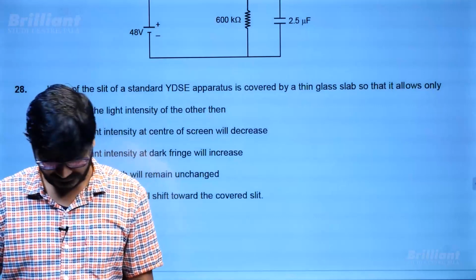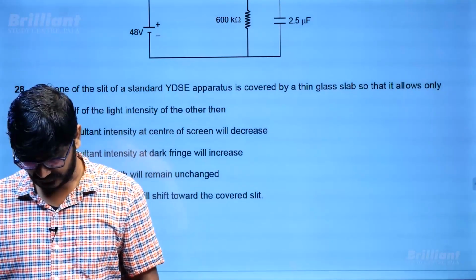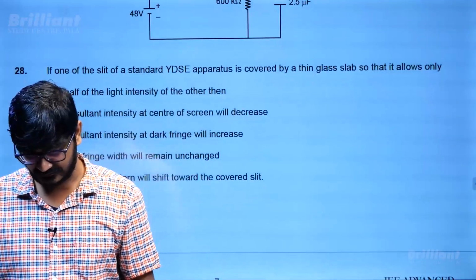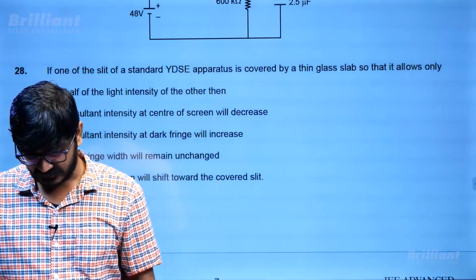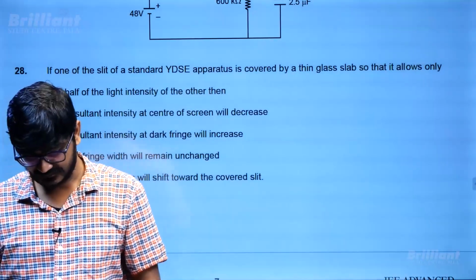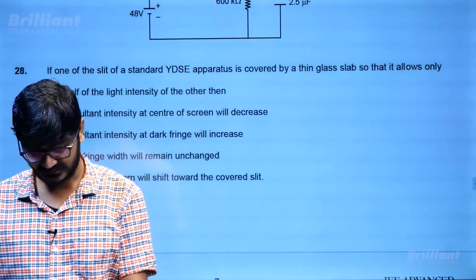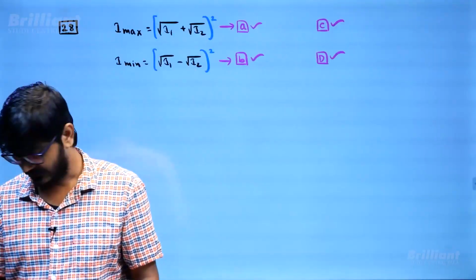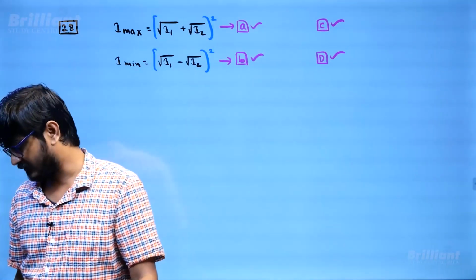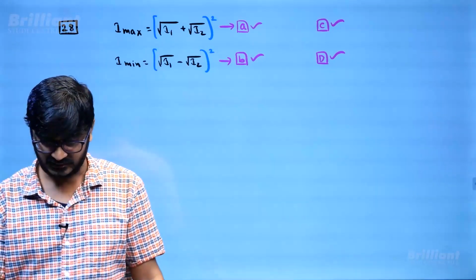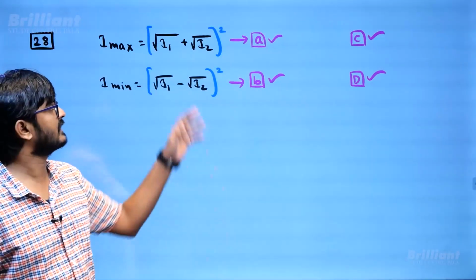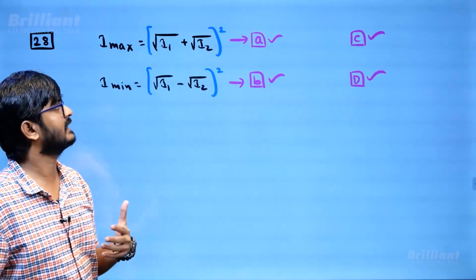Okay, the next question says, if one of the slits of a standard YDSE is covered with a thin slab so that it allows half of the light intensity, then what will happen to the resultant intensity? You know the I maximum formula and the I minimum formula. Earlier they were equal, but now they will become unequal, right?